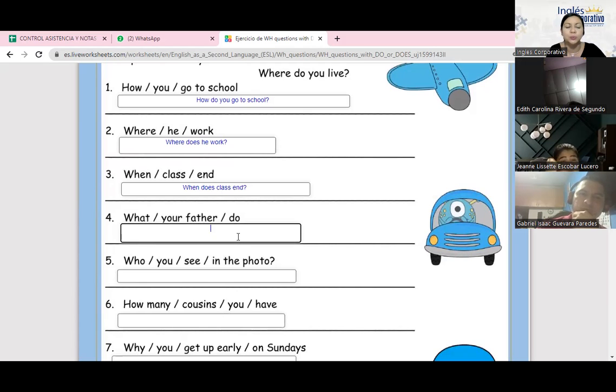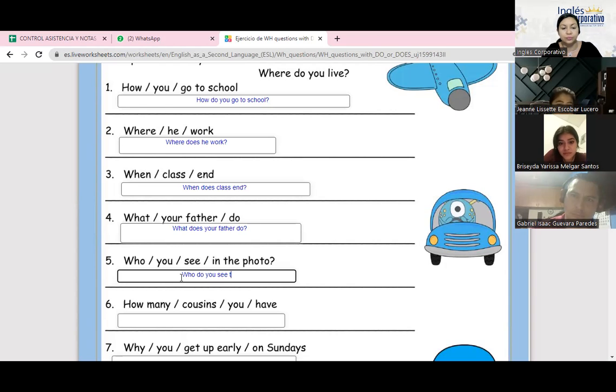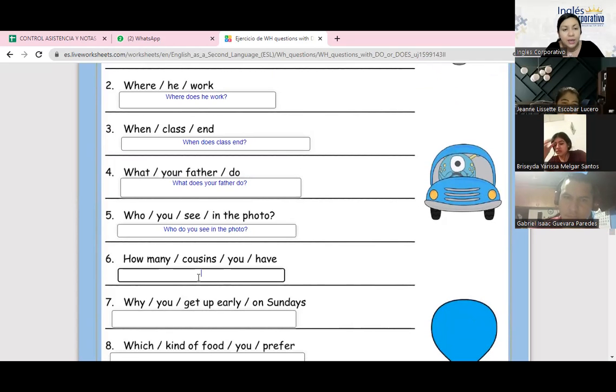What your father do? What does your father do? Exactly, because father is third person singular. Who you see in the photo? Who do you see in the photo? Because the subject is you. How many cousins you have? How many cousins do you have?